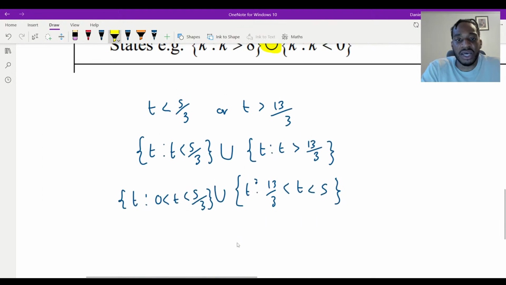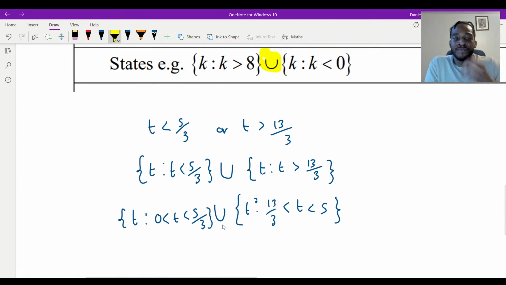I've got another example here, from another question I did. t is less than 5 over 3, or t is greater than 13 over 3. What I would recommend is doing the inequality first and then writing the set notation. So remember what we said here, or just means union, and then we've got the squiggly brackets: t such that t is less than 5 over 3, t such that t is greater than 13 over 3.